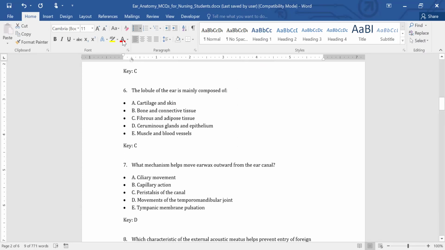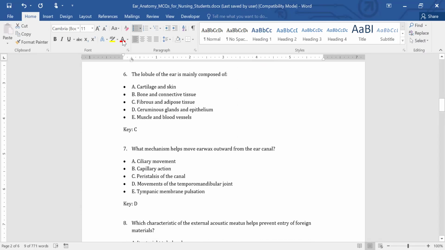The lobule of the ear is mainly composed of cartilage and skin, bone and connective tissue, fibrous and adipose tissue, ceruminous glands and epithelium, muscle and blood vessels. So it is the fibrous and adipose tissue. The lobule of the ear is formed by the fibrous and adipose tissue.